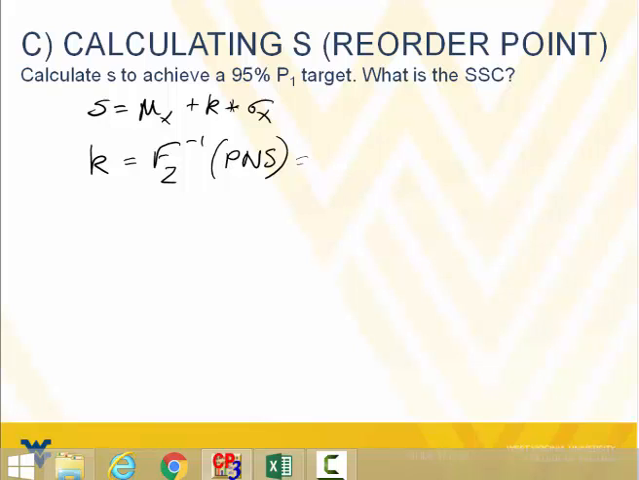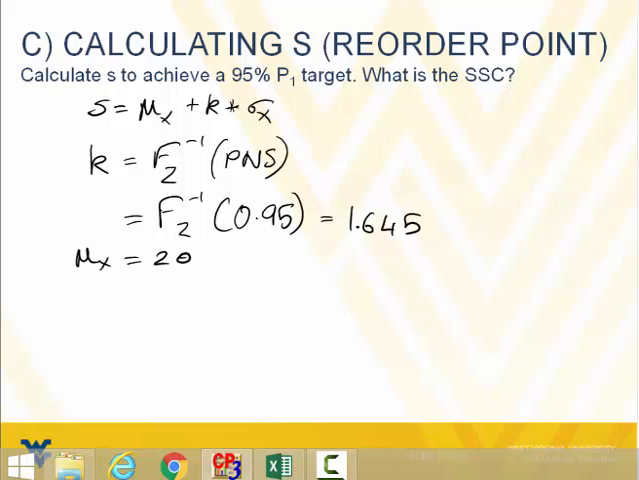Just for completion, I'm going to write this down as the inverse CDF, where our probability of not stocking out is 0.95, and this works out to be 1.645. We know from the inputs given to us that our mu x is equal to 200. We know that our standard deviation that we calculated was 61.319.